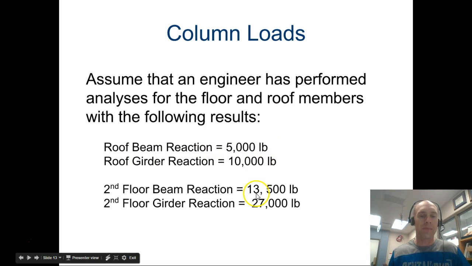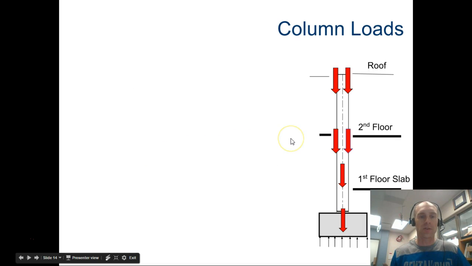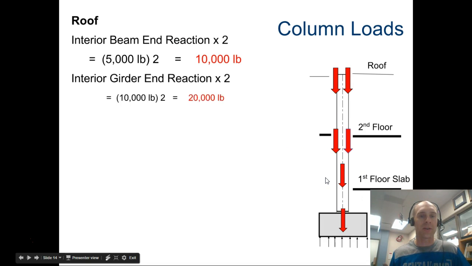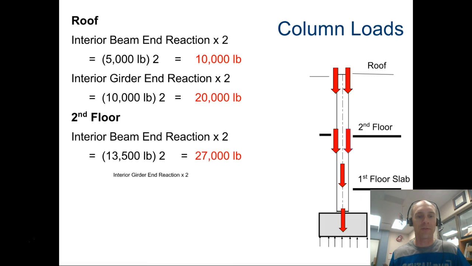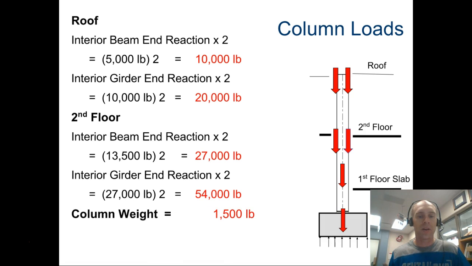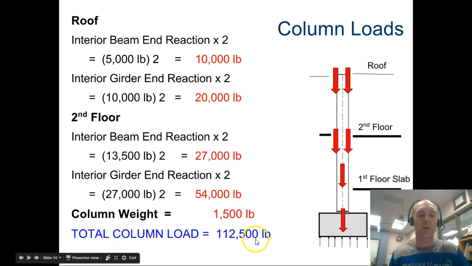They're giving you these masses that are applied, these loads that are applied. So it's from the roof to the second floor to the first floor, and we're going to say the roof is 10,000, interior is 20,000, second floor, and so on. So the column weight is 1,500. So the total, this value here, is 112,500 pounds. That is the total load down. So that's really the important piece.